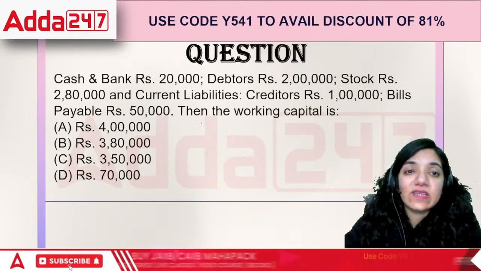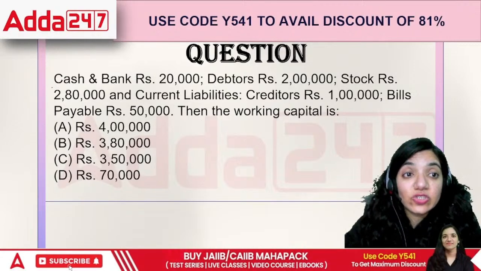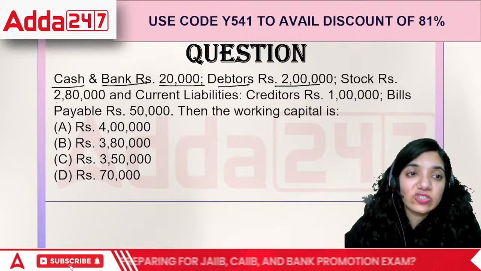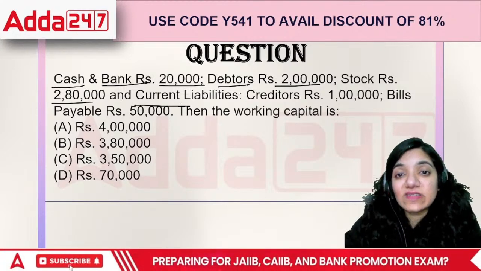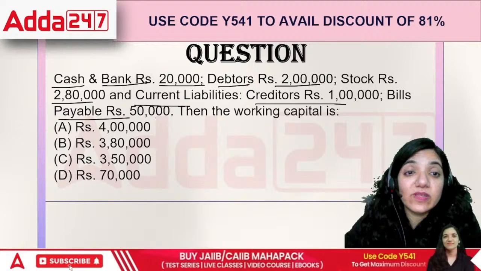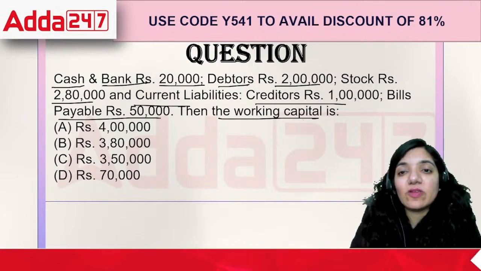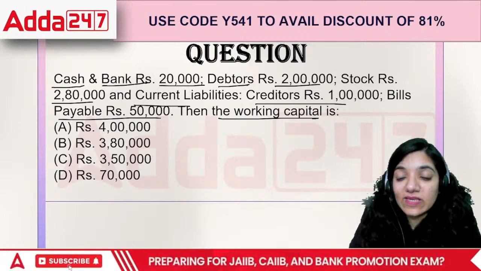Now the next question. The cash and bank is 20,000. Debtors are 2 lakh. Stock is 2 lakh 80,000. Current liabilities are given: there is a creditor and there's a bills payable. Then what is the value of the working capital, everyone? What is the value that we can record as the working capital?